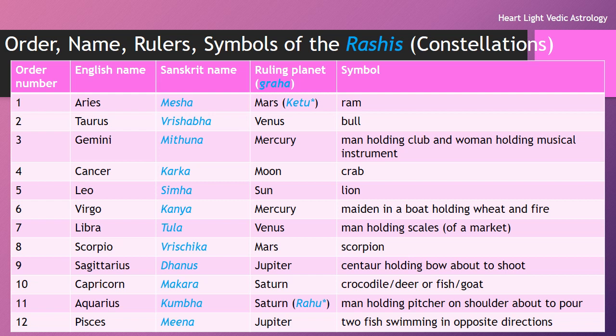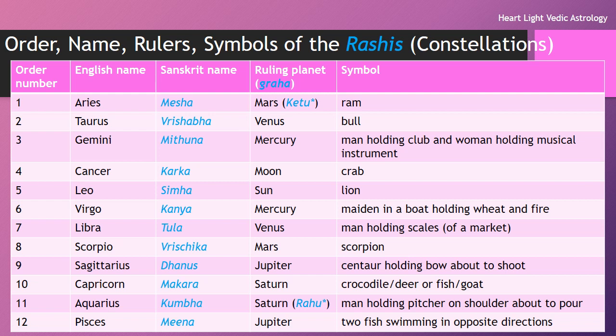The eighth constellation is Scorpio. Sanskrit name is Vrishika. The ruling planet is Mars. So again, Mars owns or rules two planets. The symbol here is a scorpion. So there can be a sting. Also, scorpions tend to hide deep in caves and things like that. And there tends to be this sort of mysterious, hidden quality of scorpionic things.